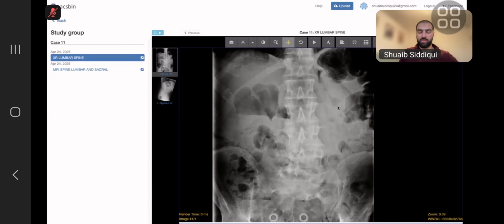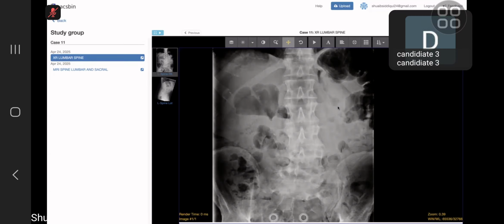So next case, a patient presents with lower back pain, okay? So this is the AP lumbar spine. Lower back pain, okay.